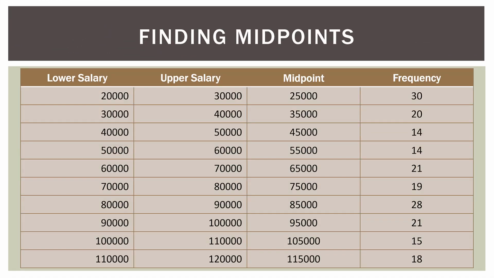So here's some information from the previous video where we found the mean of grouped frequencies. As you can see, we have 10 equally spaced bins of salaries. Our lower bin is a salary of $20,000 to $30,000, and then we found the midpoint of that bin, which of course is halfway between, $25,000, and we had 30 observations in that bin. Same is true for the rest of the bins. So $30,000 to $40,000, the midpoint is $35,000, and we had 20 observations in that bin, and so on and so forth.